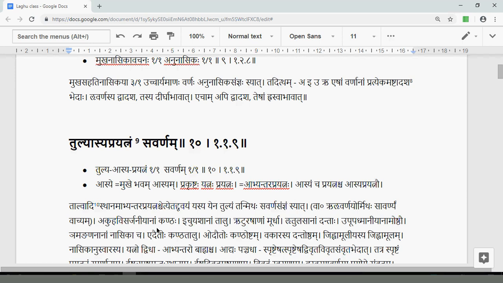Dvayam yasya yena tulyam, yasya yena saha tulyam, yasya varnasya yena varnena saha tulyam, which is common across two letters. Those two letters are what? Tan mitas savarnam syat. Both of these, those two become mitas savarna. Mitas is mutually, they will become savarna. Not only is x equal to savarna of y, but y will also become savarna of x. That is the sanya. Okay.